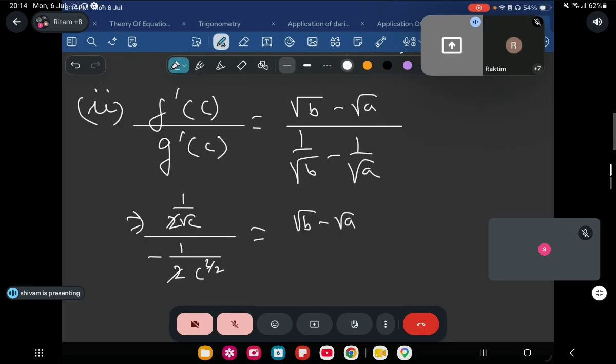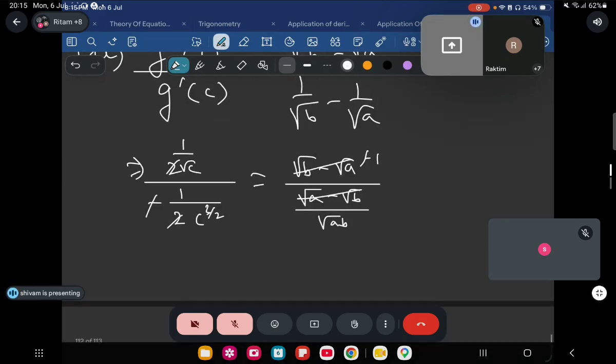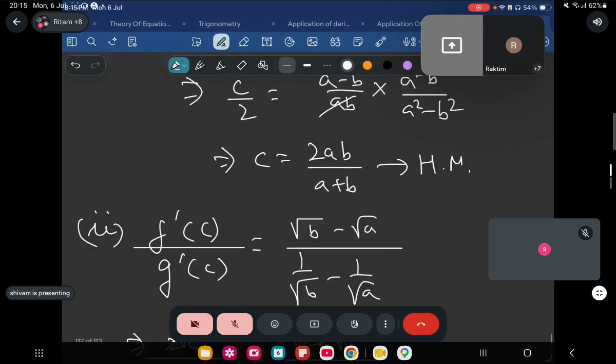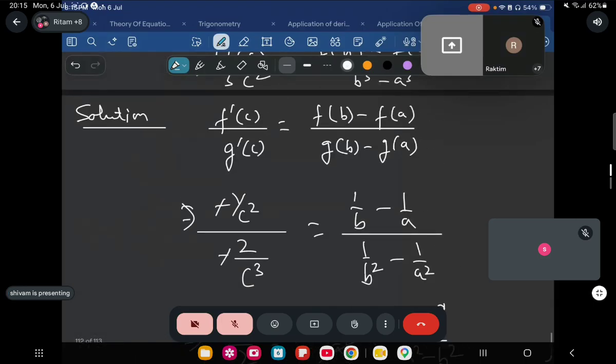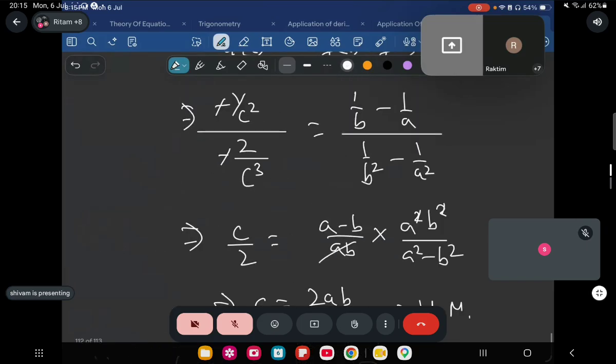Root over b minus root over a upon root over a minus root over b upon root over ab. These two will go by minus 1. Minus minus gets cancelled. What are we getting? C to the power 3 by 2 by c to the power half is c. So c is equal to square root of ab. Tell me, are you getting that thing? This implies GM, right? Tell me. Yes, sir. Next, you can call up once. Sir, understood, sir. Okay.